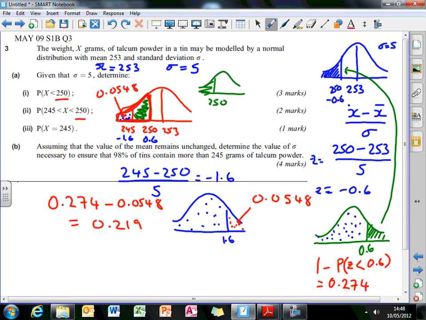Part AIII is only worth 1 mark. It's a very quick thing, this. When you're doing normal, the probability that's exactly equal to 245 is 0. Actually, the probability it's exactly anything is 0. Okay, so I'll just rub that out.